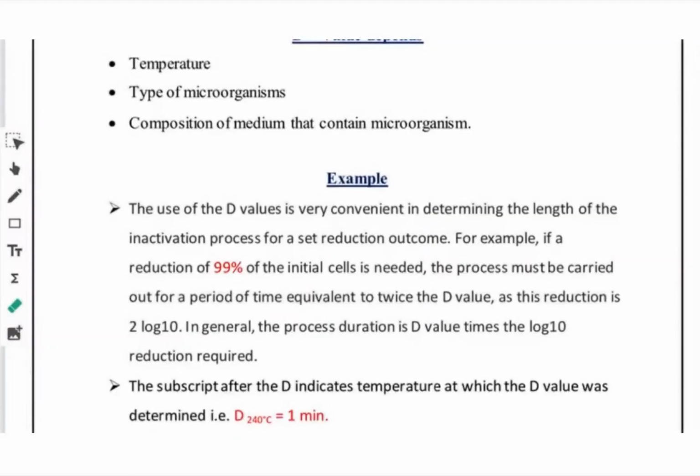Let's move to factors on which D-value depends. The first is temperature. As in my previous video, I have mentioned that while defining D-value, we have to consider a constant lethal temperature. So based on temperature, the D-value time can be increased or decreased.